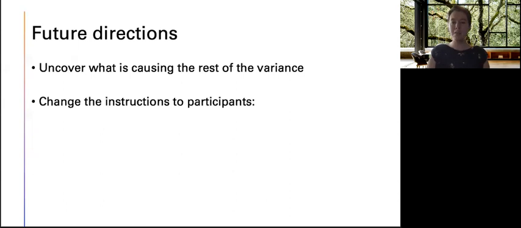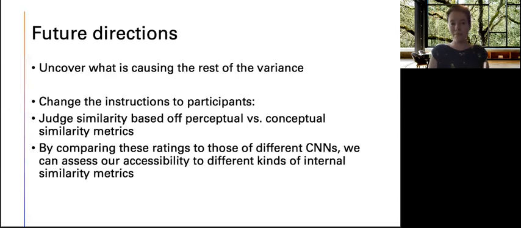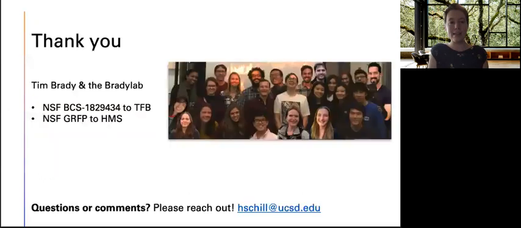Secondly, we know that humans might be using different internal metrics by which to judge similarity. Thus, future studies can incorporate more specific instructions to ask participants just to judge based off of perceptual or conceptual similarity metrics. Furthermore, by comparing these ratings to those of different CNNs, we can assess their accessibility to different kinds of internal metrics. And in turn, we can look at when humans most efficiently use certain similarity metrics over others, and then use that information to more accurately model those internal states in CNNs.